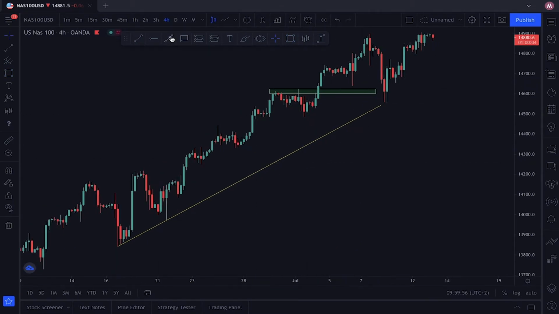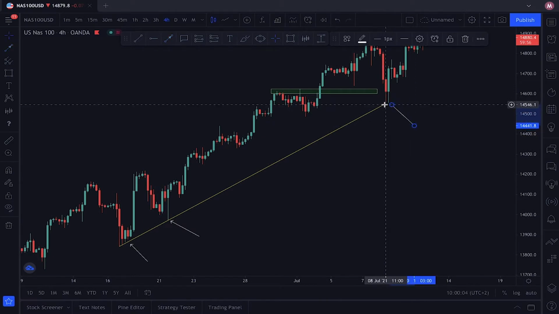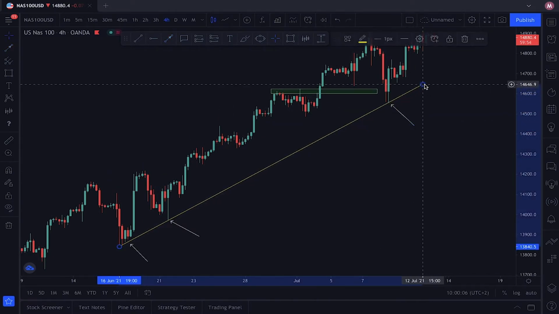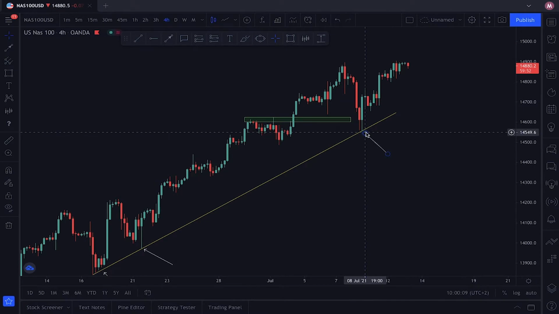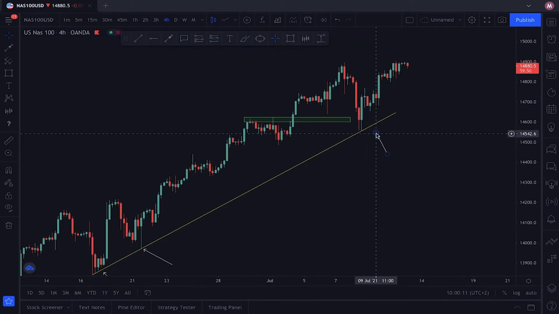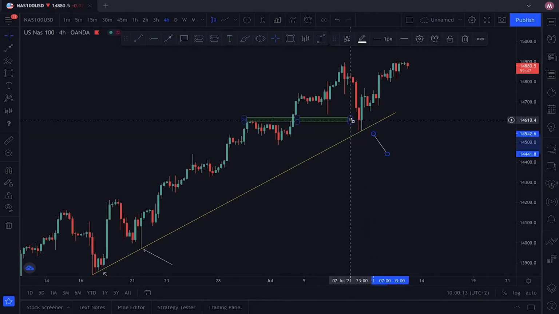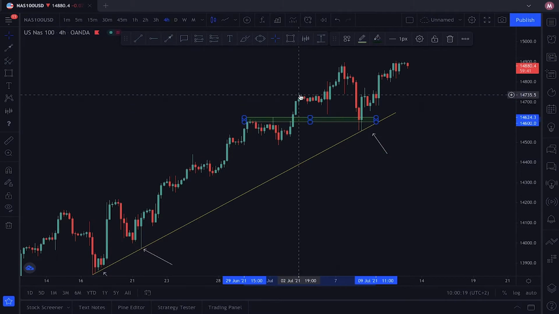Okay, so we have our first touch right there, we have our second touch right there, and we were anticipating our third touch to be somewhere around there. So right now we have trend line supports, and we also have supports from that key level right there.